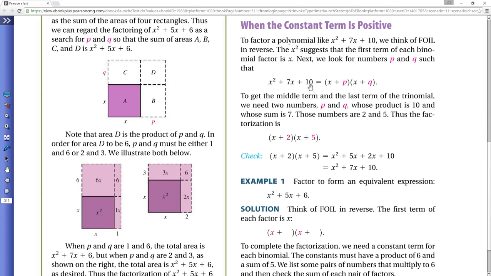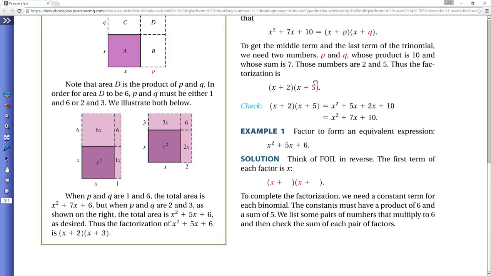Now there are 4 factors of 10. I can take 1 times 10 and 2 times 5. So I need to find the combination of factors that will create this sum that I need of 7x. So that would be 2 and 5, and so on. You factor this one completely.